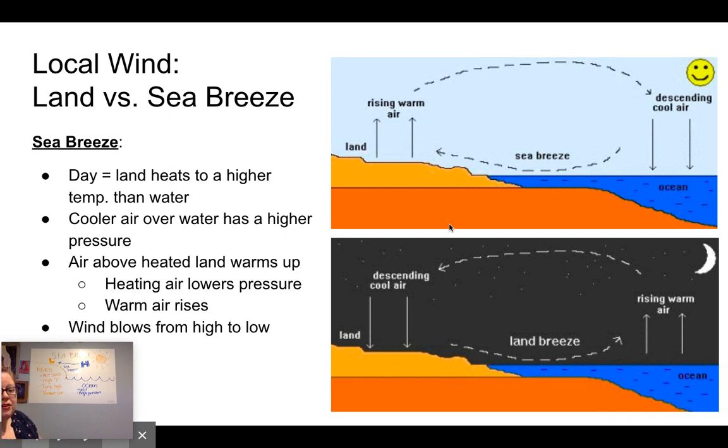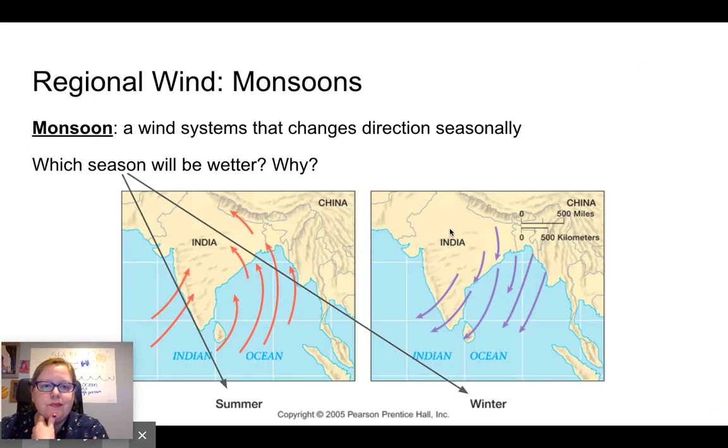So you get this circulation system, so the air just keeps recycling. And so this is why when you go to the beach, it is always windy. There's always a breeze coming from somewhere at the ocean, just depending on what time of day it is. So that's a sea breeze. And as I said, we'll talk about a land breeze as well.